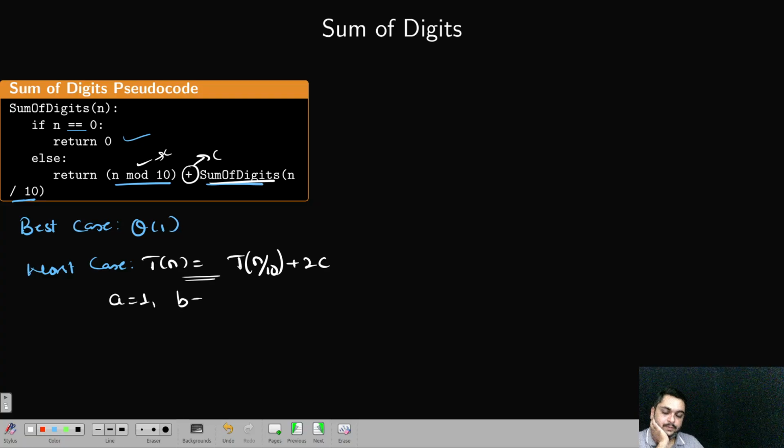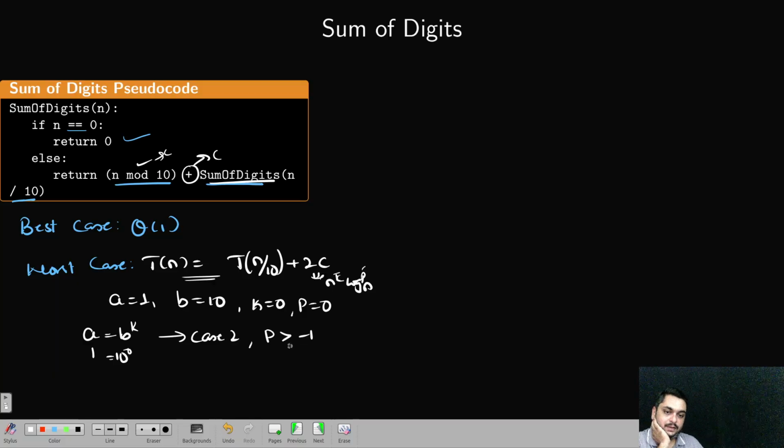A equal to 1, b equal to 10, and then k is equal to 0 and p is equal to 0. Because this is of the form n power k log p power n. Both are 0 here. So a, b power k. So a is 1, b power k, 10 power 0 is 1. So a equal to b, right? This is true. So I have to apply case 2, and in that the p is greater than minus 1 case.